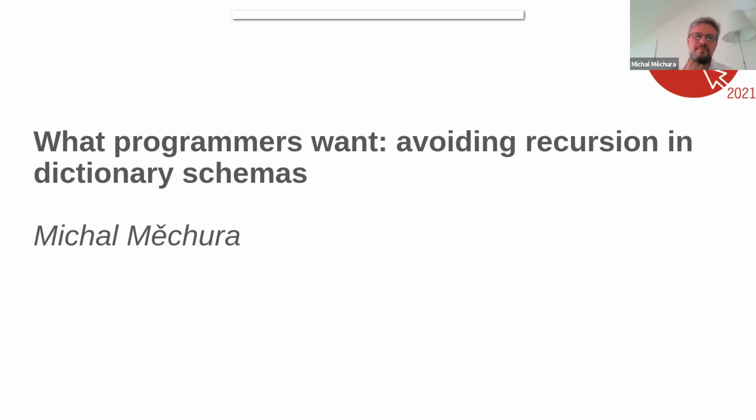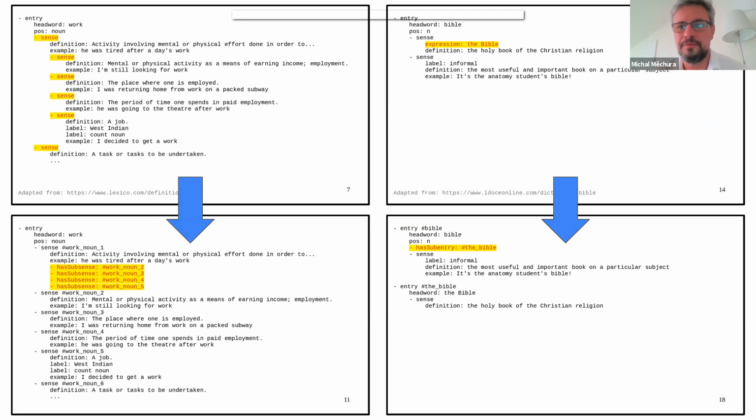So my presentation is about recursive embedding in dictionary schemas. Yeah, it's just for illustration, really. So recursive embedding is something you have in a dictionary if you have things like subsenses or subentries. And in my presentation, I'm describing and analyzing the different types of recursive embedding that people usually have in dictionaries. And the point I'm making is that having any kind of recursive embedding in a dictionary is a bad idea because it makes the dictionary more difficult to process by machines because you have these recursive structures, you have hierarchies that you need to crawl up and down and so on.